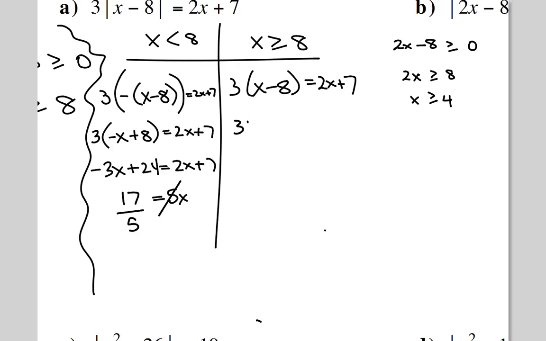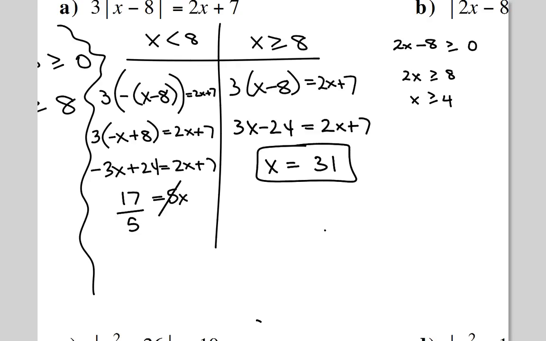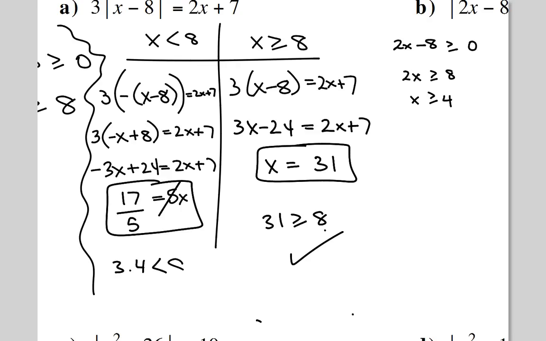Over on the right, you got 3x minus 24 equals 2x plus 7. Bring the x to the left, you got x equals 31. Okay, so 31 is greater or equal to 8. That's good. 17/5 is 3.4. 3.4 is less than 8. So they should both be good.